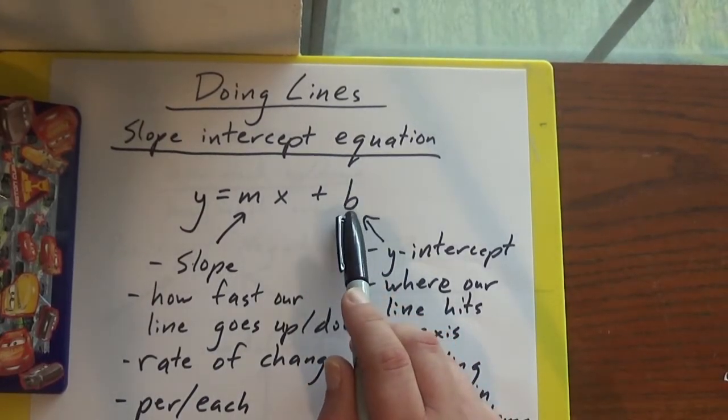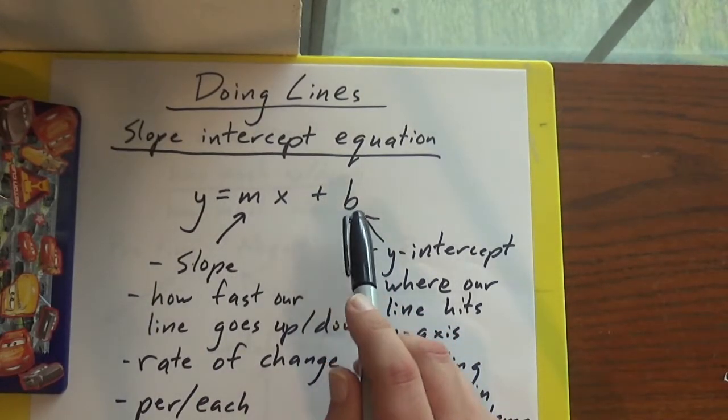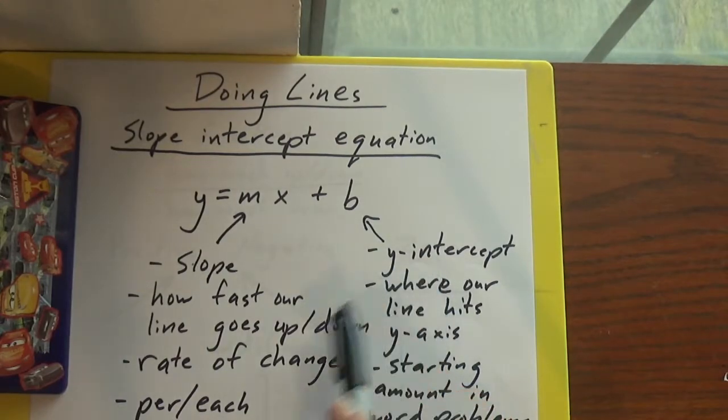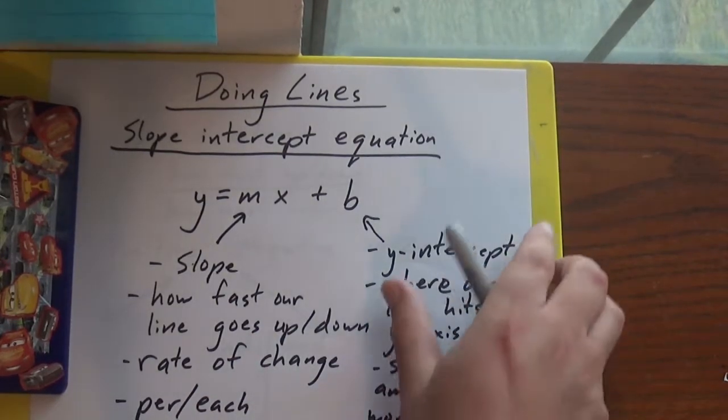Now, the number by itself at the end, not beside the x, that's called our y-intercept. That's where our line hits the y-axis. And it's the starting amount in word problems.